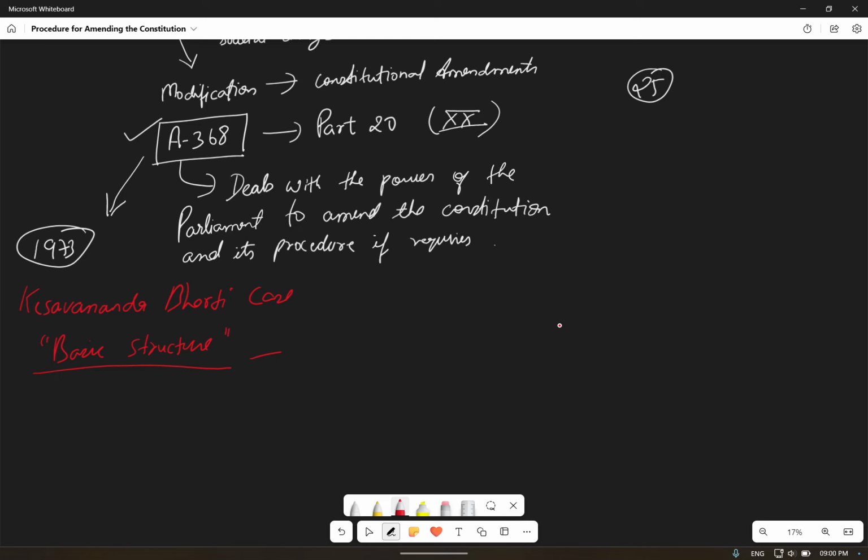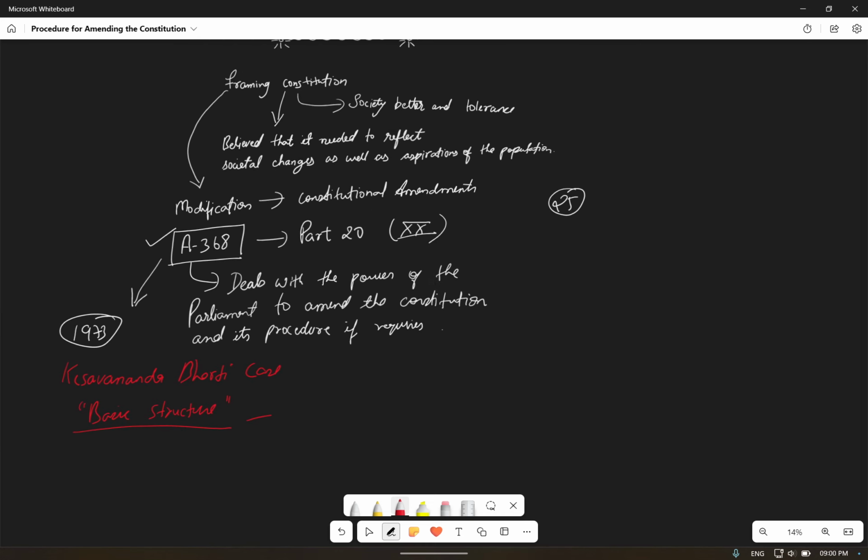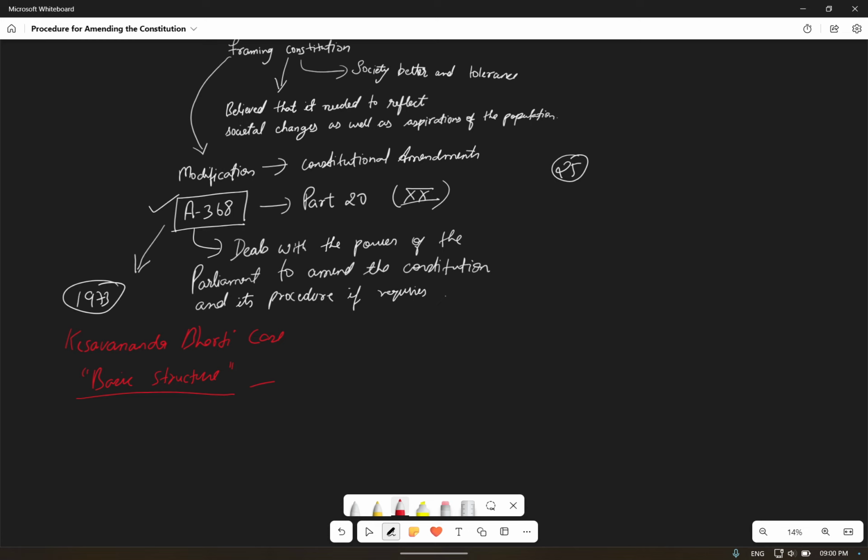What is this basic structure? We'll discuss, there is a separate lecture for that. So this is all about the picture that I have given you, how we can enter into the amendment topic. I've just given you what exactly an amendment is, which article gives the power to amend the constitution, and why this amendment has been included by the constitution makers. So we have discussed those things.